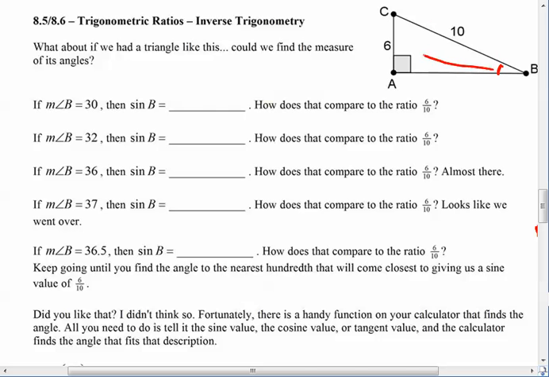Now, 6 is across from angle B, so that would be opposite. 10 is the hypotenuse. Okay, so what trig function does that go with? We've got SOHCAHTOA, got opposite and hypotenuse. That's sine. Okay, so if the measure of angle B equals 30, let's just guess. Maybe it's 30. Okay, then let's see.